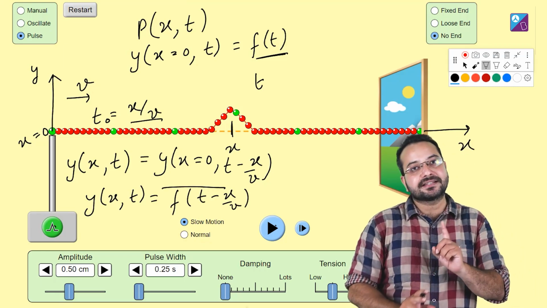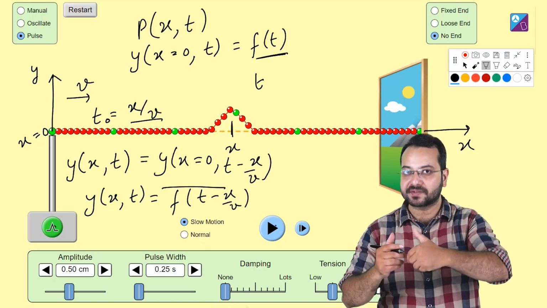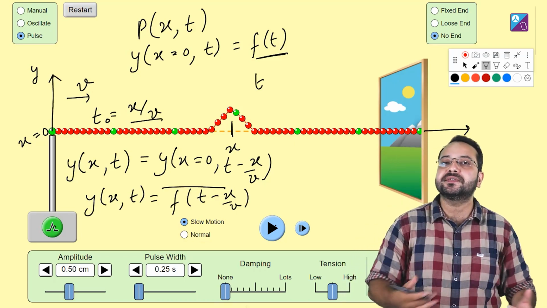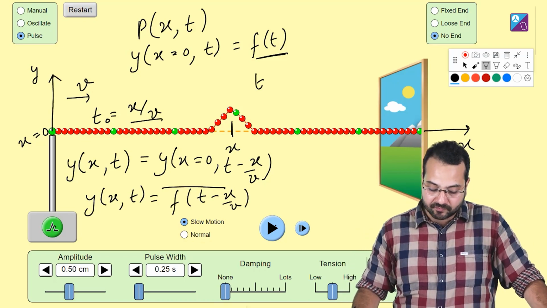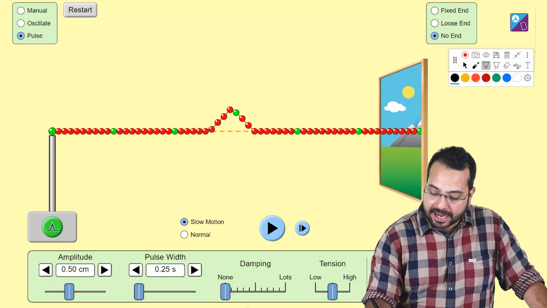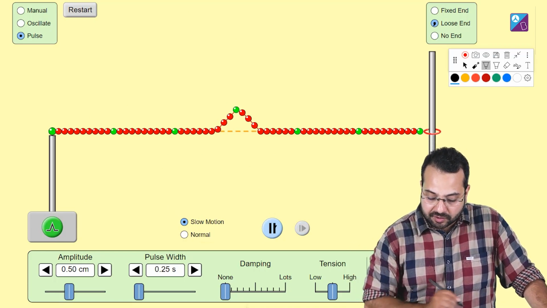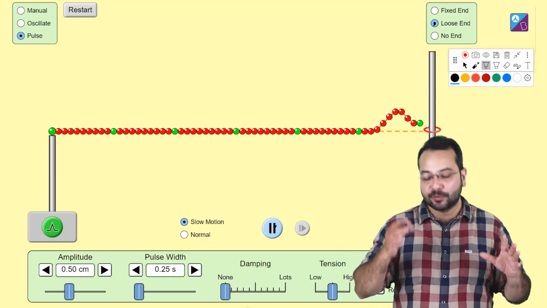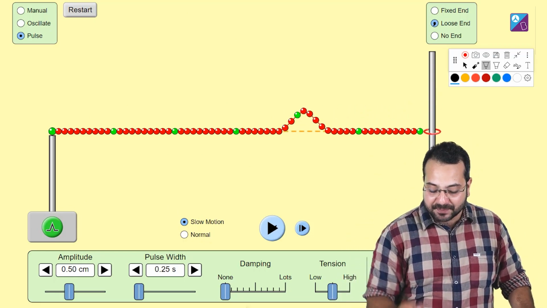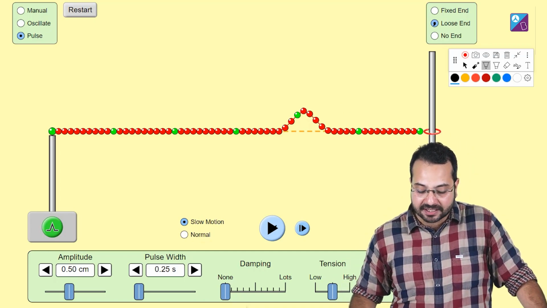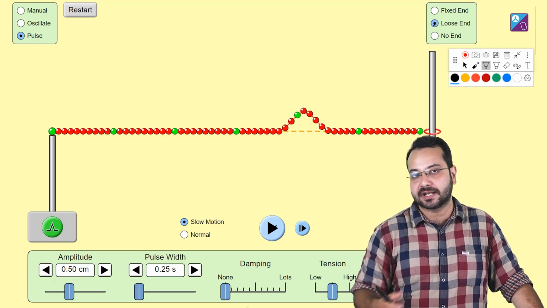Now notice that in this case, the wave was moving in the positive x direction. Now what happens if it is moving in the opposite direction? Let's try to figure that out. For that, first let me get rid of all of this and let me reverse the direction of the pulse. For that, I'm going to use a loose end. Why does it happen? That is something we're going to discuss later. But now you can understand that the wave is moving in the opposite direction.